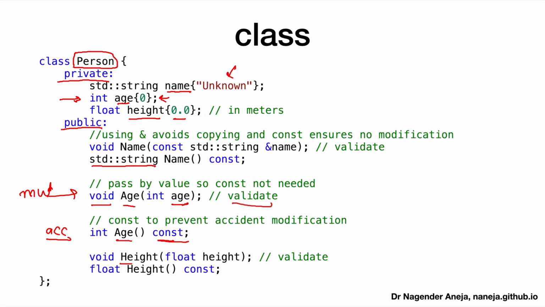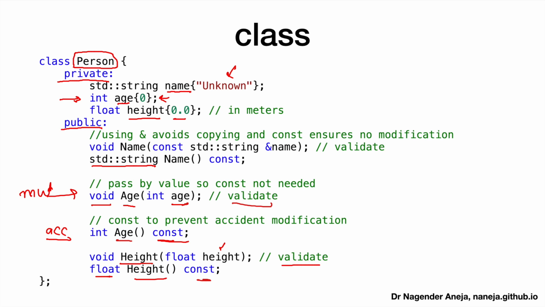Similarly, we have a height function that receives a height, and we need to validate it. Validate means that we need to enforce our invariant here. And when it returns, it returns a float and it must be constant. So this is how we define a class.